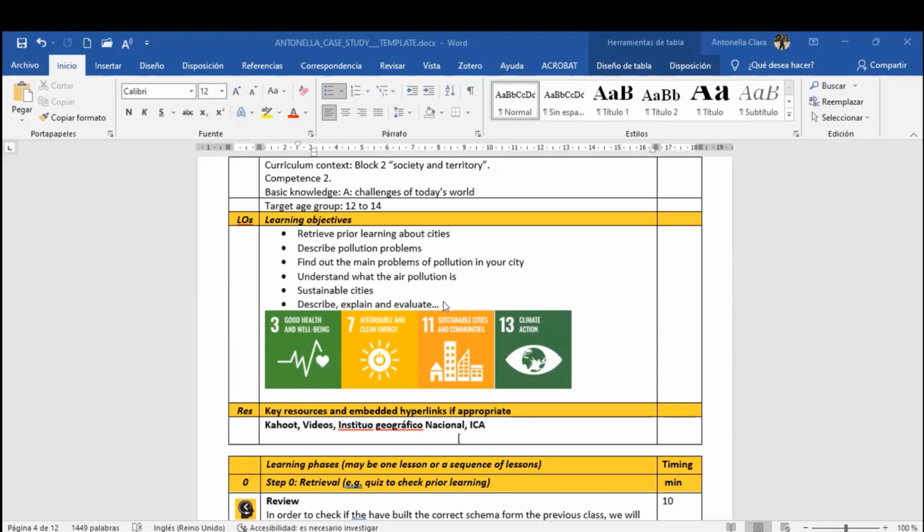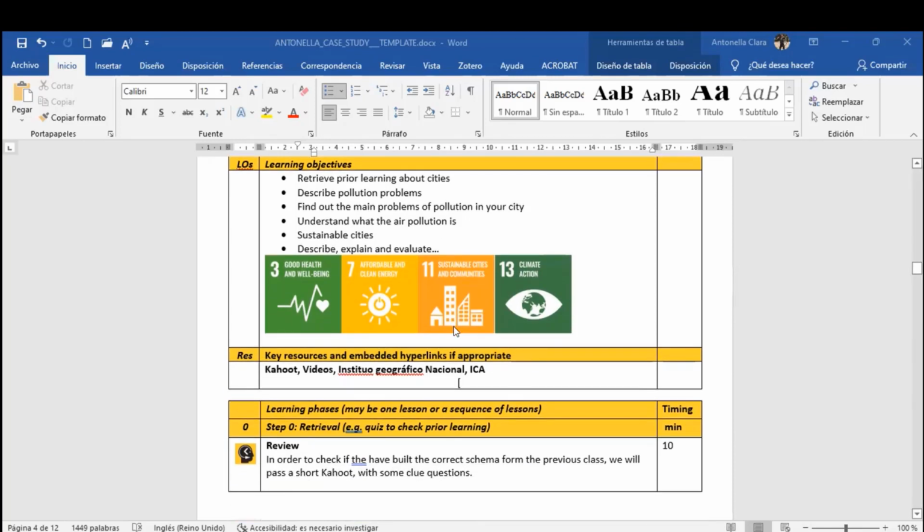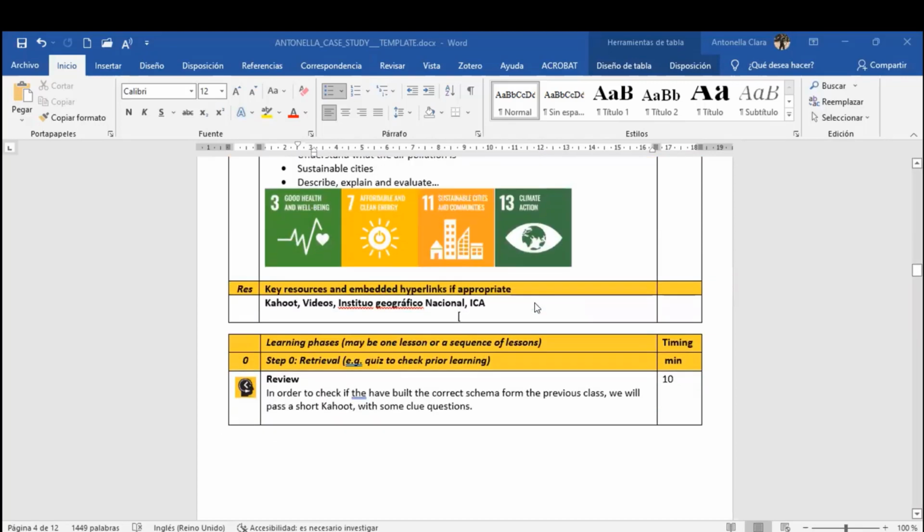the job of the student. I didn't have time to complete all the points, okay, but I've done what I could do. Okay, so the sustainable objectives are good health and well-being, affordable and clean energy, sustainable cities and communities, and climate action.